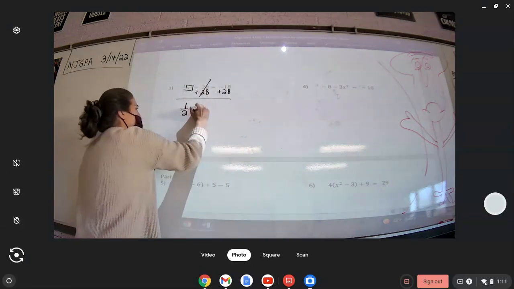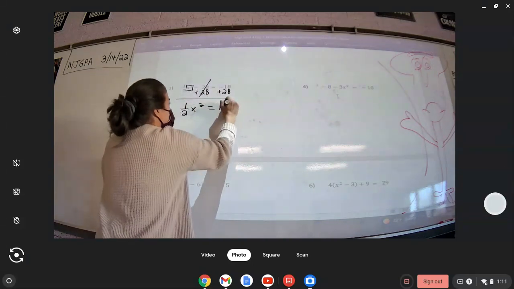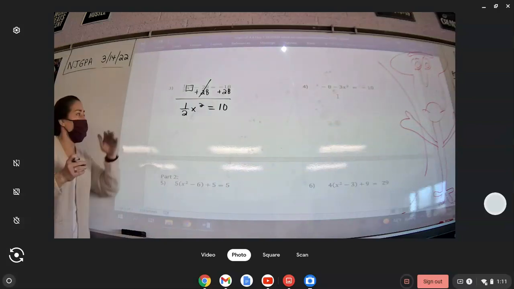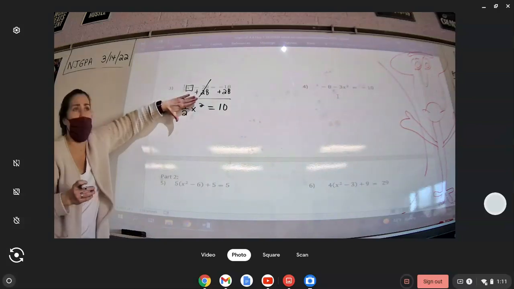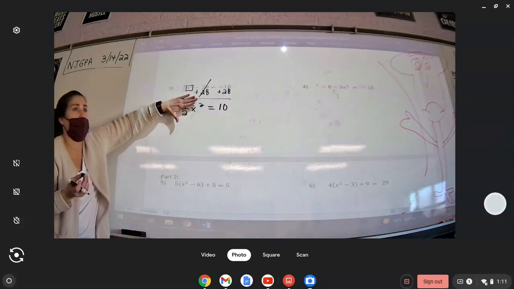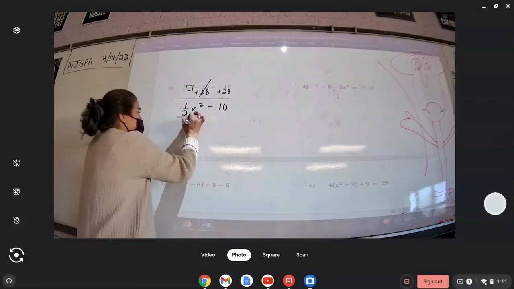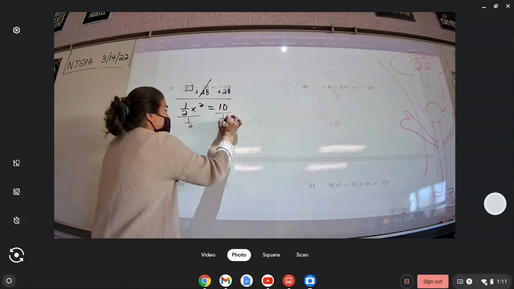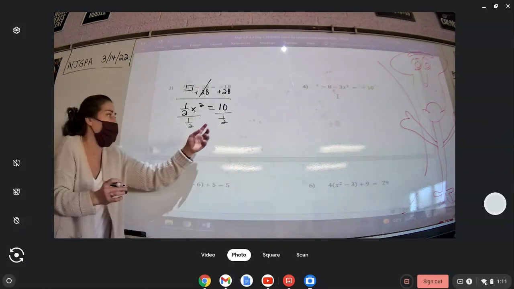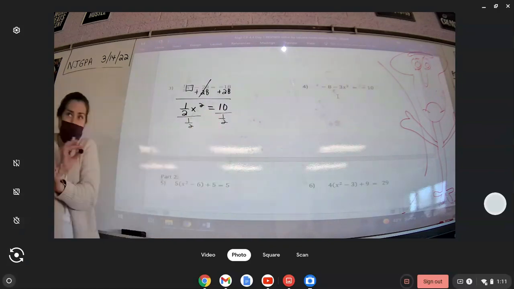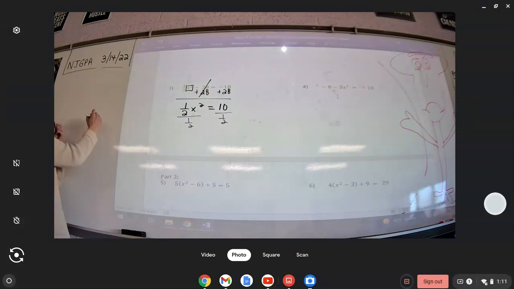So we have 1/2 x squared equals 10. Now, guys, if this was 2x squared, how would you get x squared by itself? Divide by 2. So if you still want to divide by a half, have at it. You can divide both sides by a half. I hope you understand that you're trying to figure out how many halves fit into 10. You're not taking half of 10.